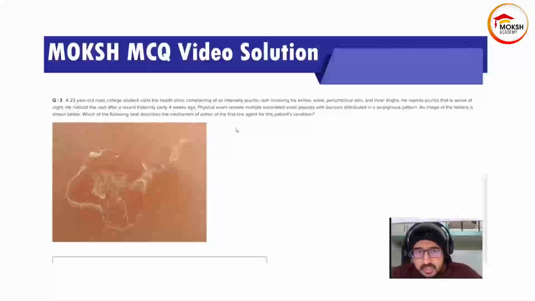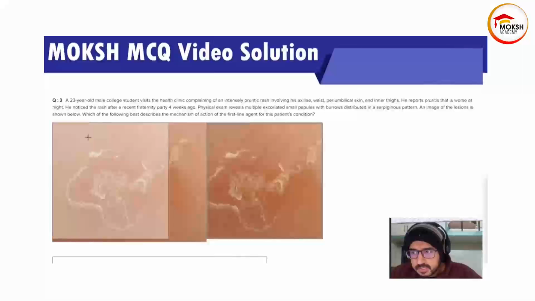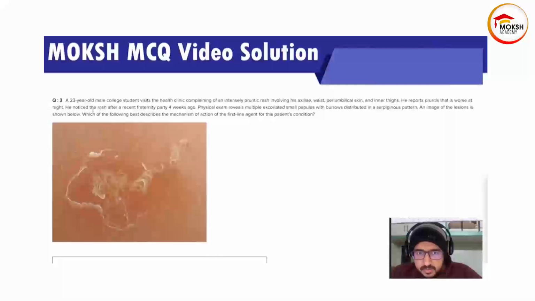So coming to question 3, a 23-year-old male college student visits the health clinic complaining of an intensely pruritic rash involving his axillae, waist, periumbilical skin, and inner thighs. He reports pruritus that is worse at night. He notices the rash after a recent fraternity party 4 weeks ago. A physical examination reveals multiple excoriated small papules with burrows distributed in a serpentinous pattern.